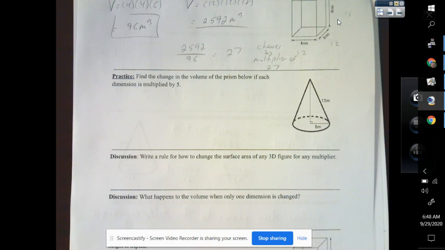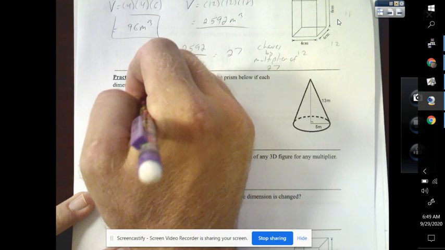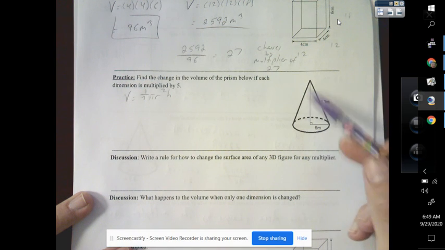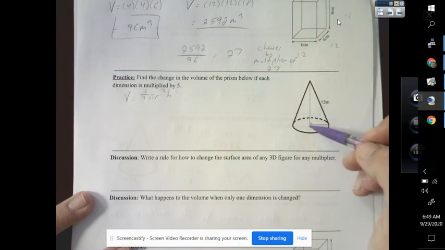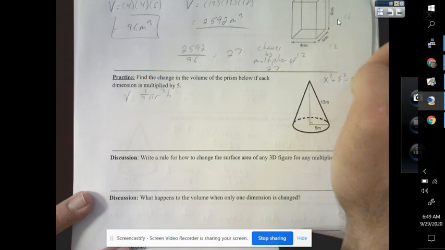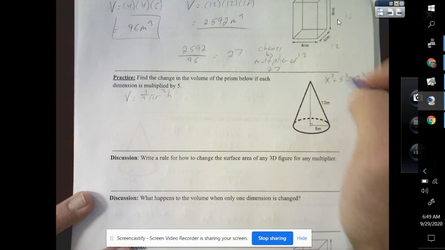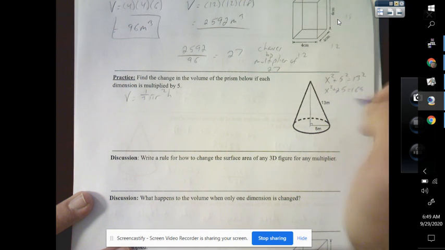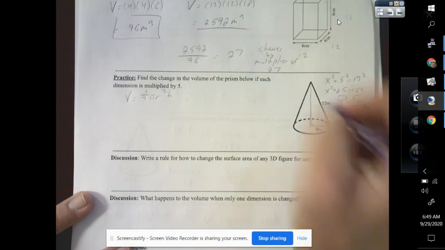Find the change of the volume of the cone below if each dimension is multiplied by 5. Volume of a cone is 1/3 pi r squared h. They don't give us h here, so this is one of those Pythagorean theorem problems: x squared plus 5 squared equals 13 squared. X squared plus 25 equals 169. Subtract that over, x equals 12. So my height here is 12.